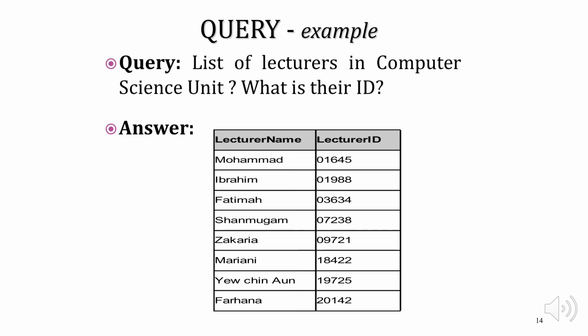So let's say in the query, the question in the query is: list the lecturers in computer science unit and what is the ID. Okay, jadi dia akan search daripada table of lecturers. Daripada table of lecturers tu ada lebih kurang 8 orang lecturer daripada computer science unit. Jadi query tu dia akan keluarkan nama dan juga ID daripada record of lecturers table tu. Okay, right.